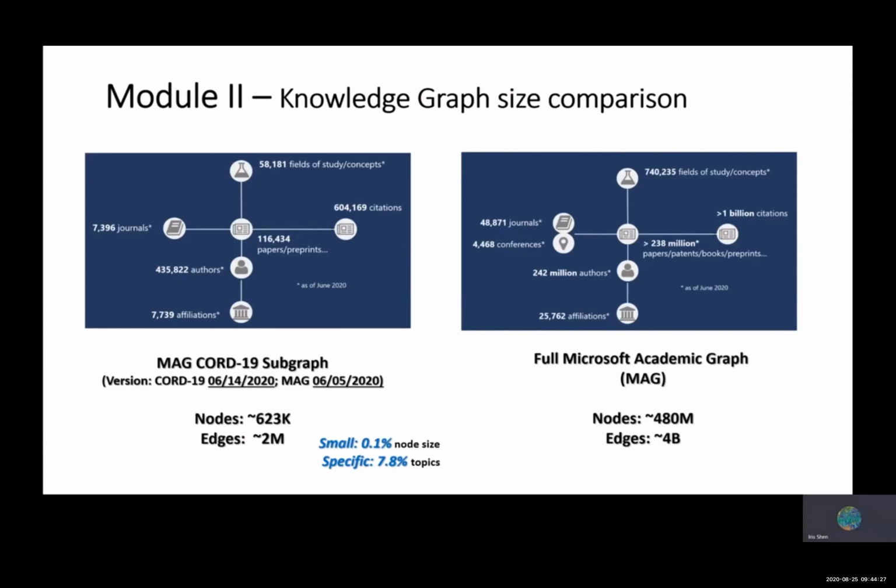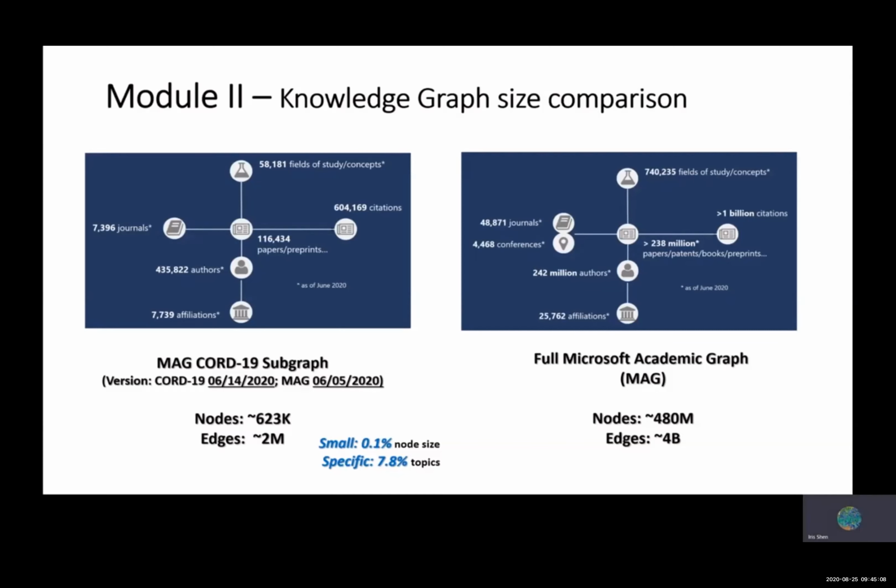We can also tell that the number of nodes, including all types of nodes, mainly dominated by paper nodes and author nodes, in CORD-19 is about 0.1% of the full MAG, while the topics covered by this corpus is less than 8% of all topics available in MAG. CORD-19 is indeed a much smaller and specialized corpus compared with MAG.